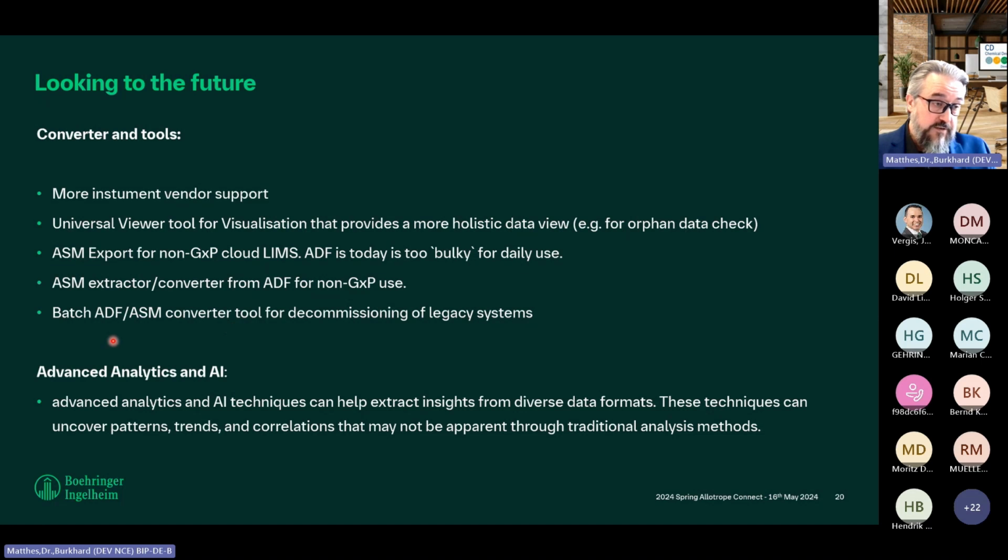Also, a batch ADF and ASM converter tool for decommissioning of legacy systems. That's something that would be very convenient because we have an increasing number of legacy systems that have GxP data on them, and we need to extract these data in a vendor-independent file format. So an ADF and ASM batch converter, which is not a manual process but an automated process, would be a highly regarded tool.